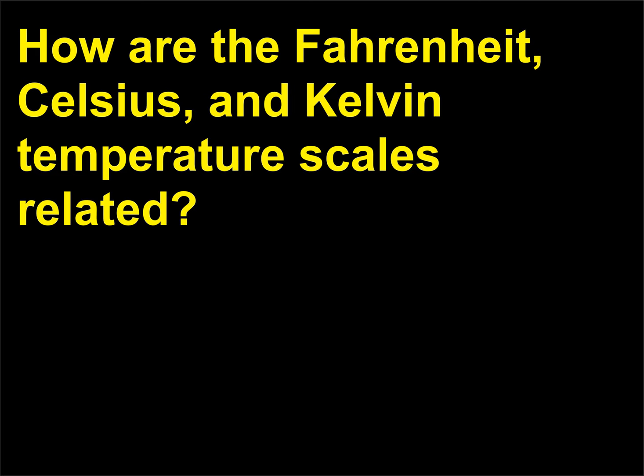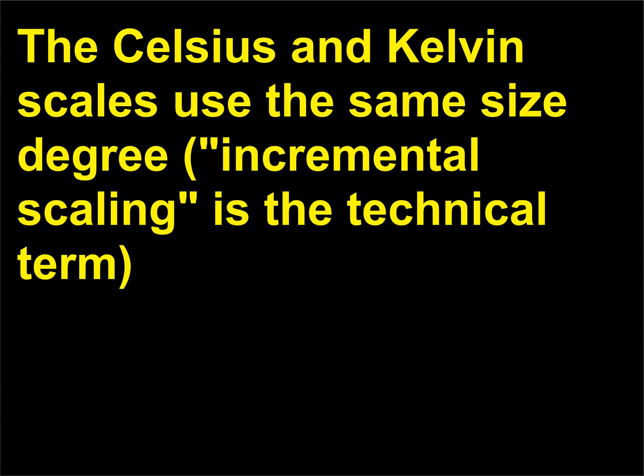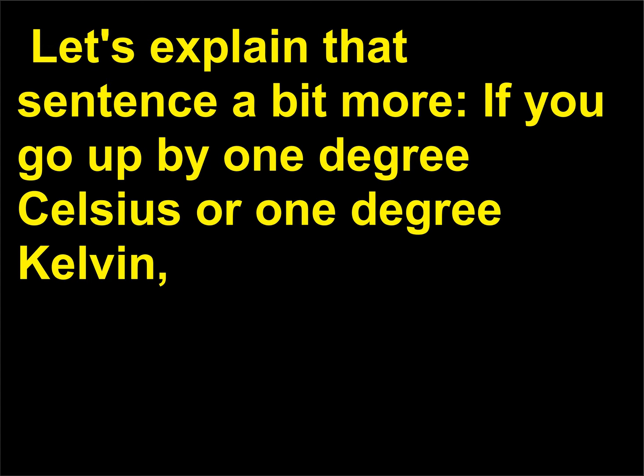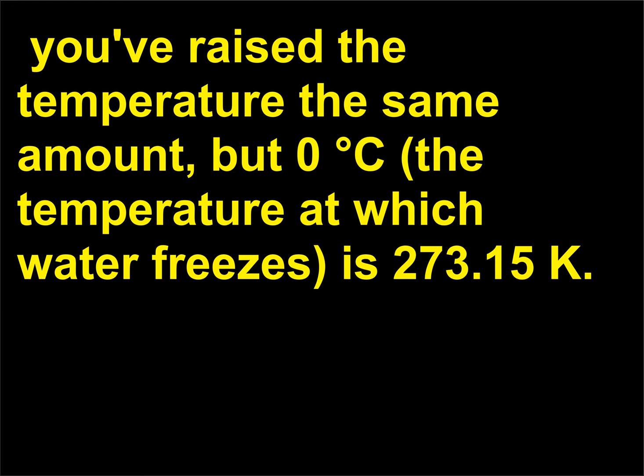How are the Fahrenheit, Celsius, and Kelvin temperature scales related? The Celsius and Kelvin scales use the same size degree, incremental scaling is the technical term, but set their zero values at different absolute numbers. Let's explain that sentence a bit more. If you go up by 1 degree Celsius or 1 degree Kelvin, you've raised the temperature the same amount, but 0 degrees Celsius, the temperature at which water freezes, is 273.15 K.